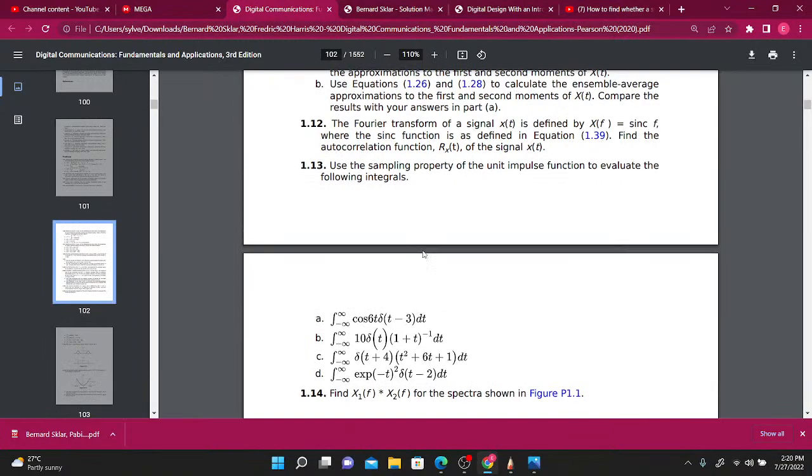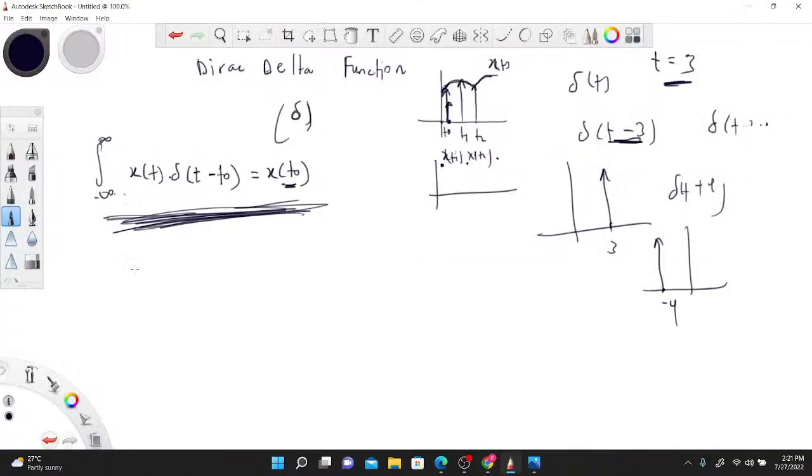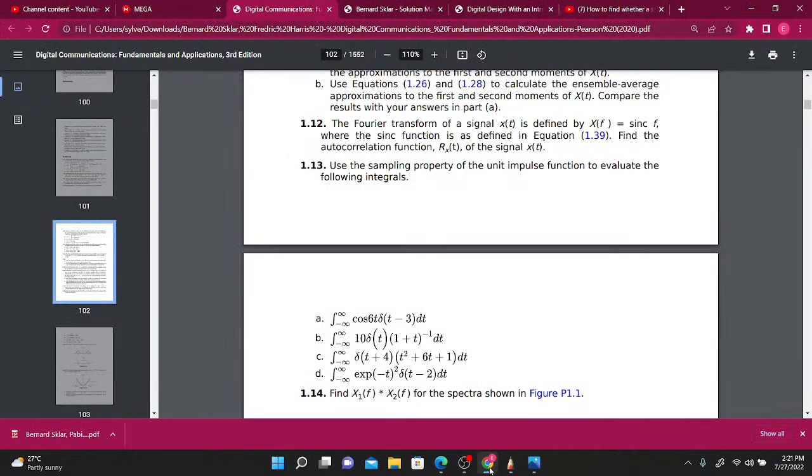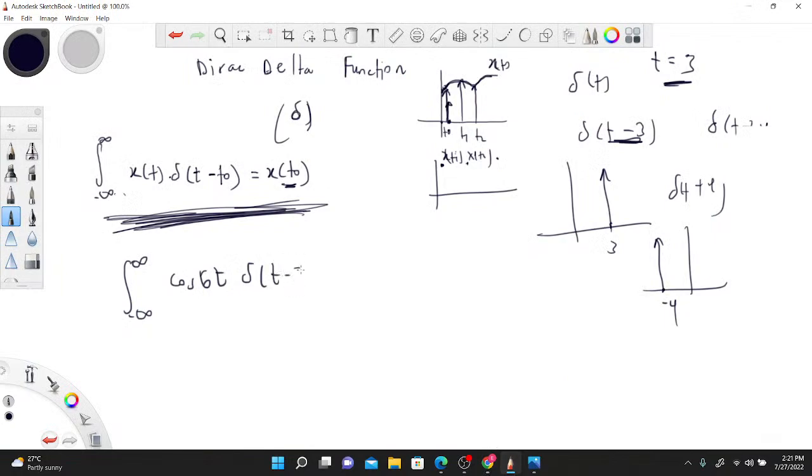So we have a question here: use the sampling property of the unit impulse function to evaluate the following integrals. So I'm supposed to do the integral from minus infinity to infinity of cos 6t delta of t minus 3 dt.